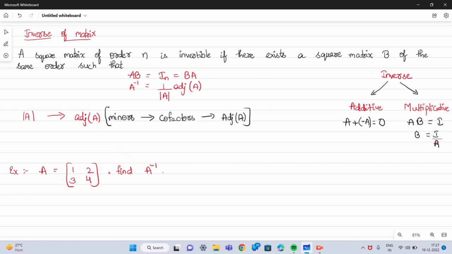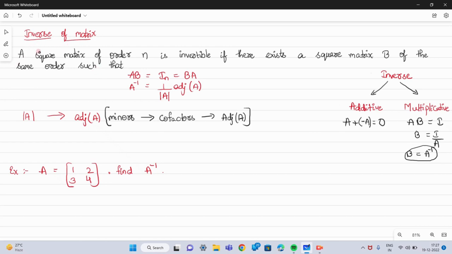We already know that we can't divide two matrices. So here B becomes A inverse, so that A multiplied with its inverse becomes the unit matrix. So now we're going to discuss the multiplicative inverse in detail.